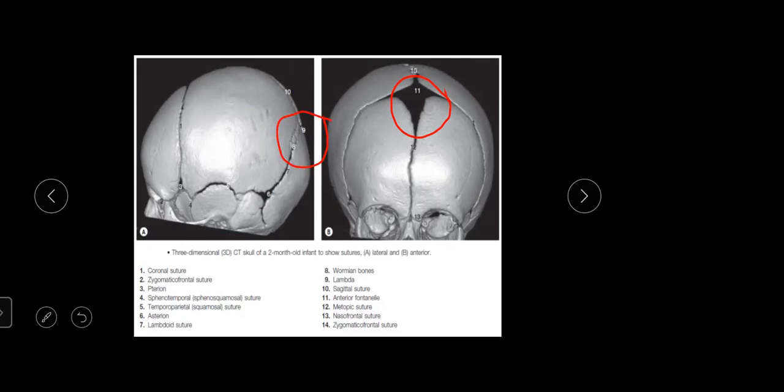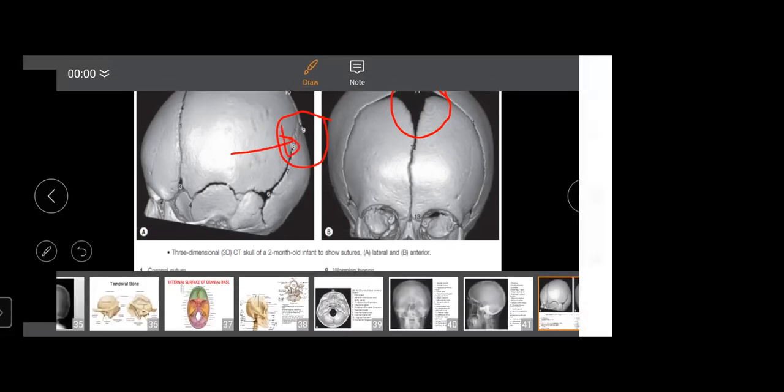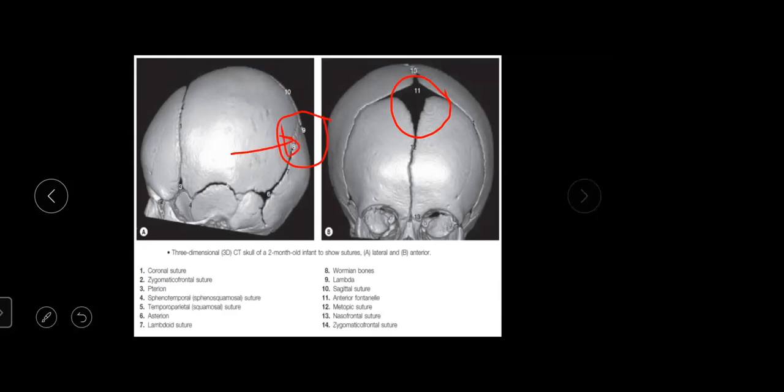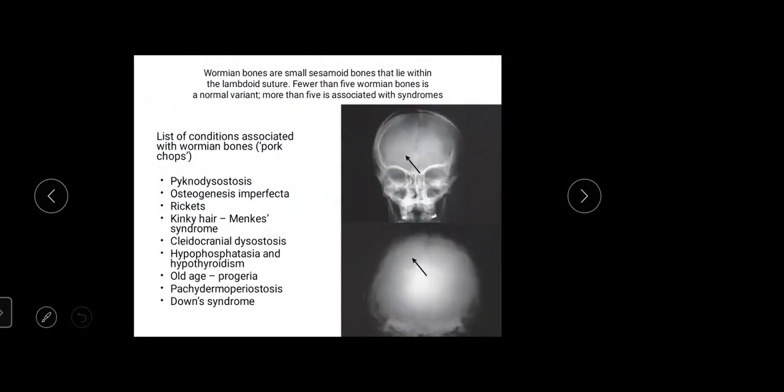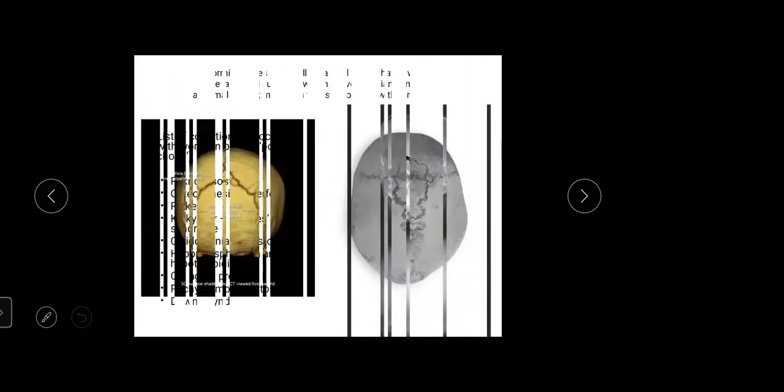Here in the number 9, we see multiple small bones within the lambdoid suture. These are known as the Wormian bones. The Wormian bones are small sutural bones that lie within the lambdoid suture. Usually, if they are 1, 2, 3, 4, or even 5, they have no clinical significance and are considered a normal variant. But if they exceed 5, they may be associated with certain diseases or syndromes such as pycnodysostosis, osteogenesis imperfecta, Down syndrome, or other differential diagnoses. And here is the demonstration of Wormian bones.